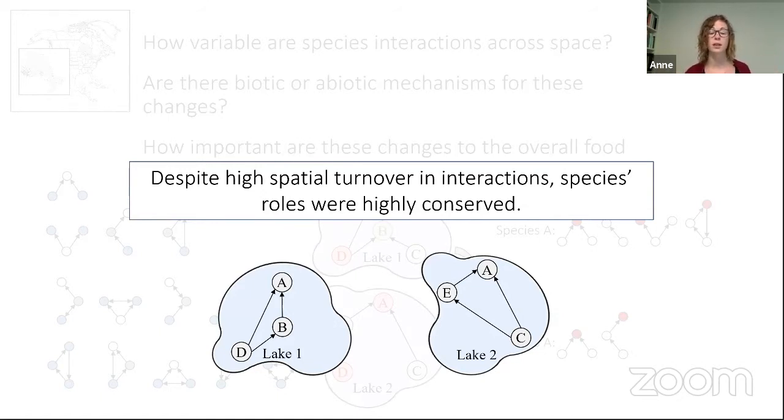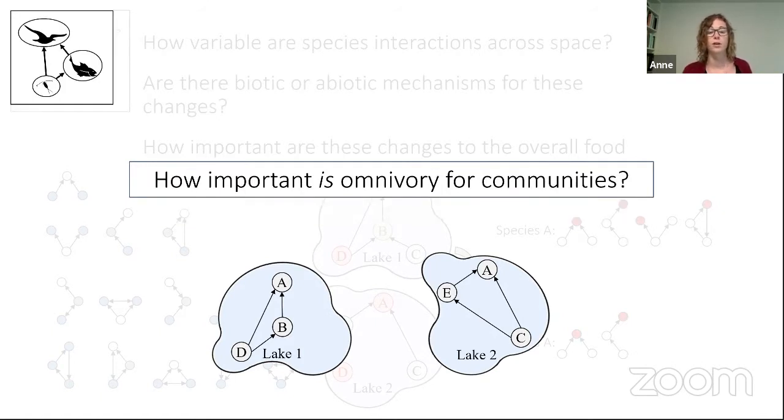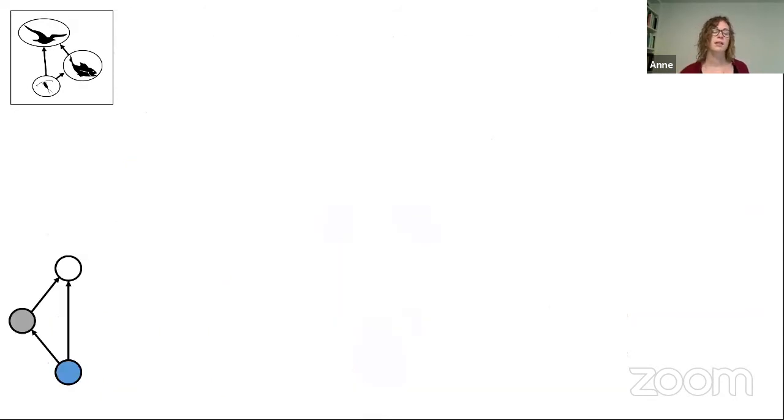And so from here, I'm going to focus in on one of these, which is omnivory. So I'm going to move into how important omnivory is. It's one of these things that we do see overexpressed in some food webs, so how important is that for communities? This might seem like omnivory is a very, very well studied thing, but when you actually look into it, there's a lot of discrepancy in the definition of an omnivore.